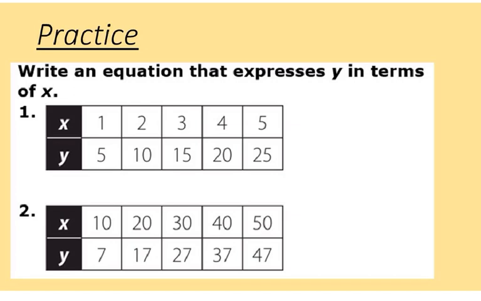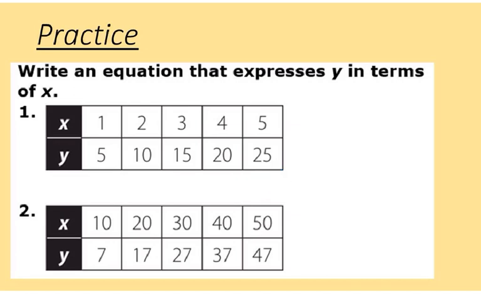Okay, so if we take a look at number 1, again, we have an input of 1 that produces a 5. We have a 2 that produces a 10, a 3, a 15. So hopefully you recognize that what we're doing is we are multiplying the input value x times 5 to get a 5, the input of 2 times 5 to get a 10, 3 times 5 to get a 15, and that works with the entire table.